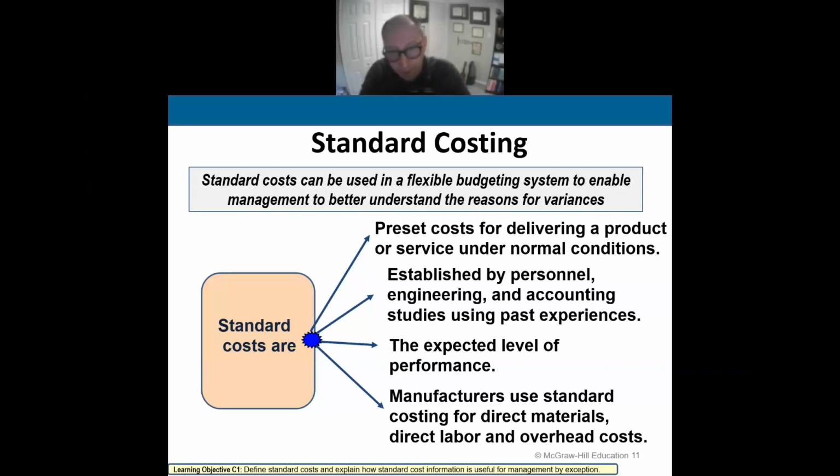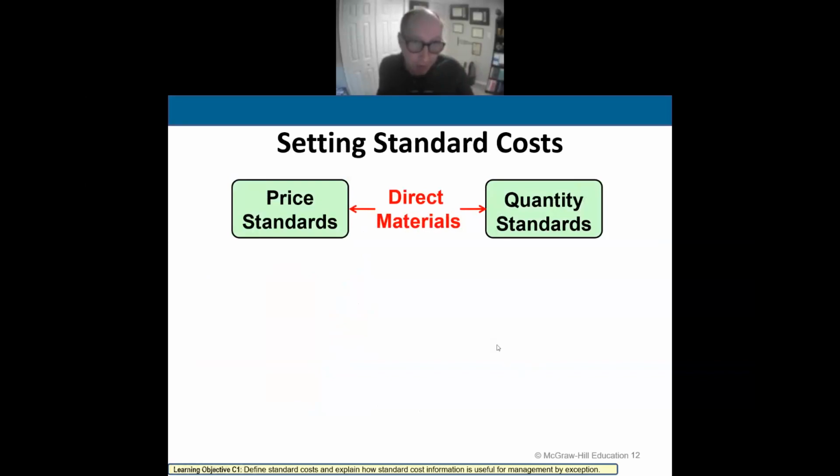And I use standard cost for direct materials, direct labor, and factory overhead. My standard cost for a piece of wood is $1. My standard cost for an hour of labor is $10. My standard cost for the overhead for utilities is $3 an hour, etc. Standard cost. It's what I expect it to be.